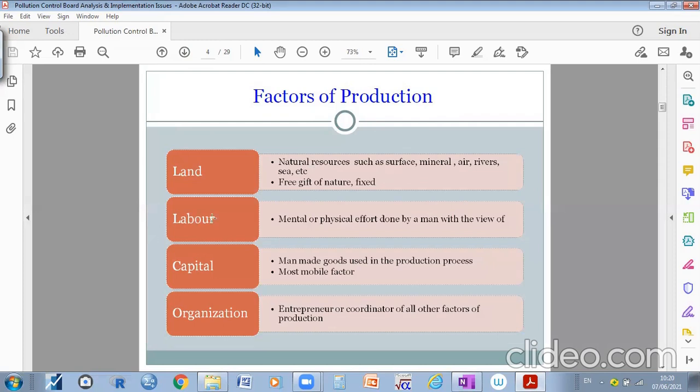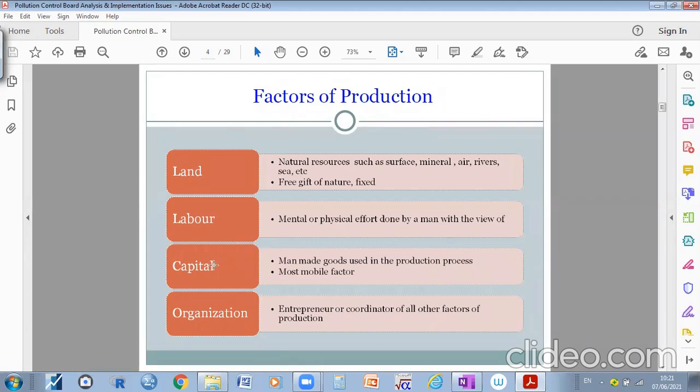Okay, labor. Labor is mental or physical effort. For example, when I am going to teach the class, I should prepare mentally. To work as a labor in the agriculture field, we should be physically fit. We should put in physical effort to harvest the crop or sow the seeds. So here, labor is mental or physical effort done by man with a view to a reward.